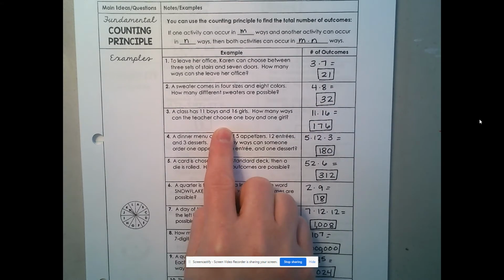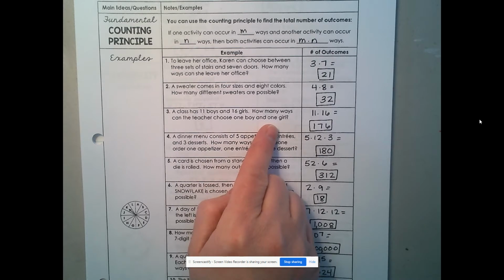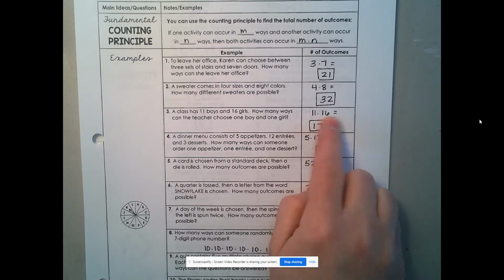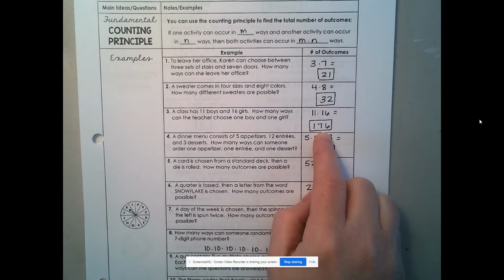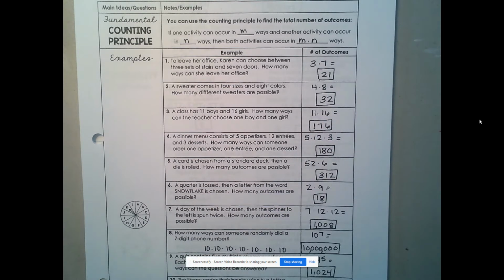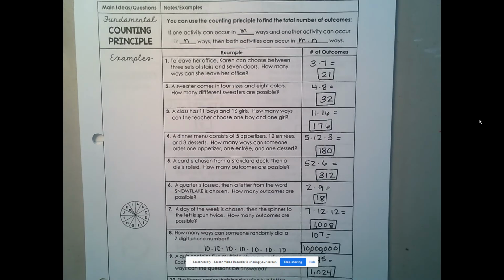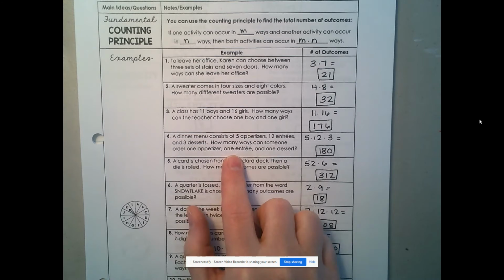A class has 11 boys and 16 girls. How many ways can the teacher choose one boy and one girl? So let's say we're going to send representatives down to the office, and every day we're going to send one boy and one girl. There are 11 boys to choose from, 16 girls to choose from, 176 kids to send down. Now, I don't think this is a fair way to do it, but there's 176 ways to send one boy and one girl.